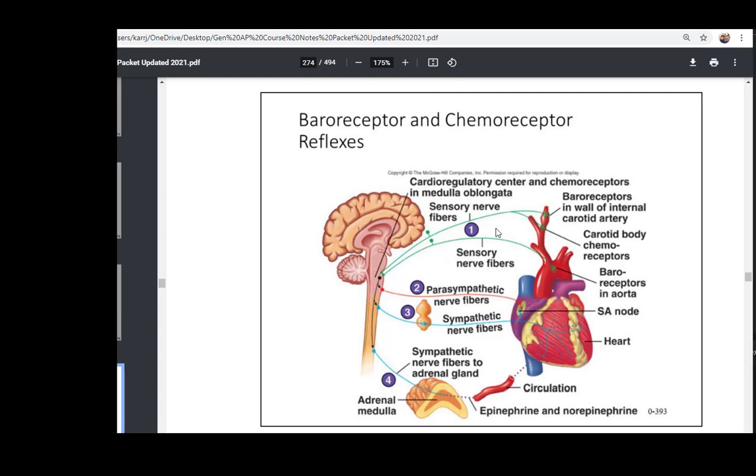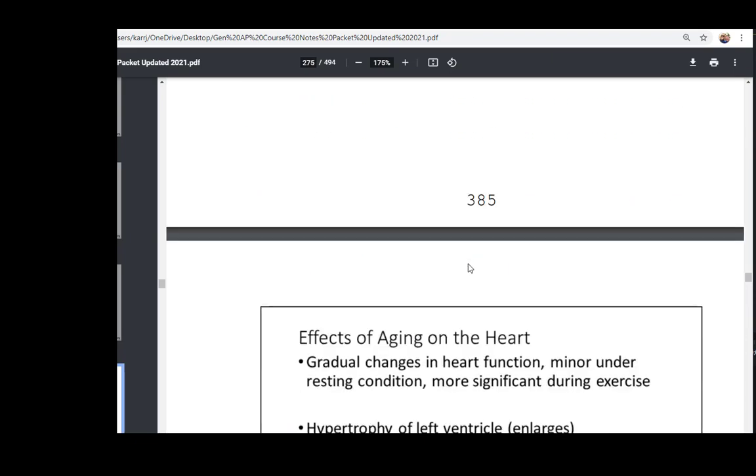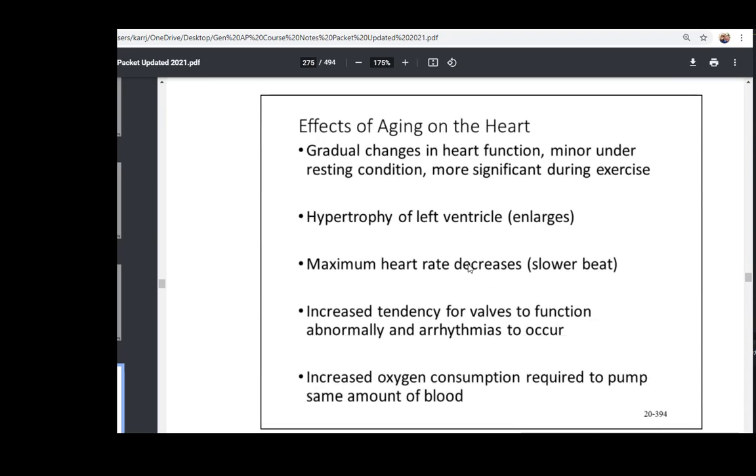So as we age, what can we look forward to? Well, we see gradual changes in the heart at rest. We see an enlarging of the left ventricle as it pushes blood under more pressure out of the heart. The maximum heart rate will go down. We see a slower heart rate even during exercise. So people can't quite keep up with exercise with people of a younger age whose heart can beat faster to meet the demands of the working muscles.